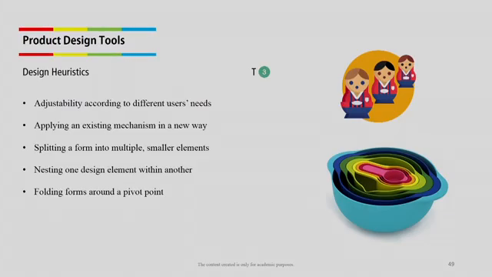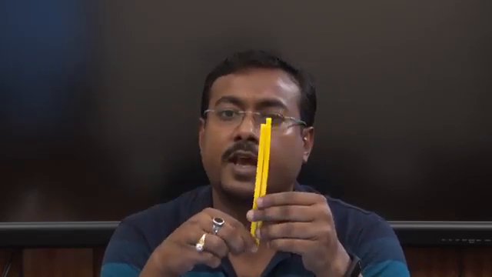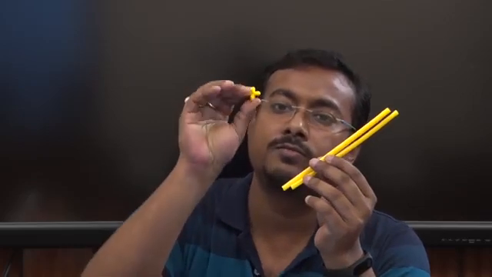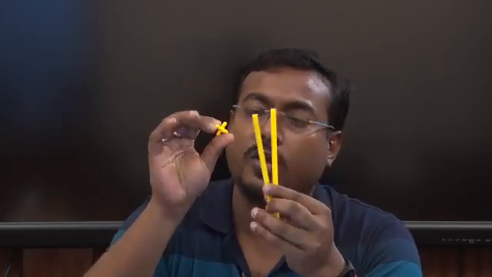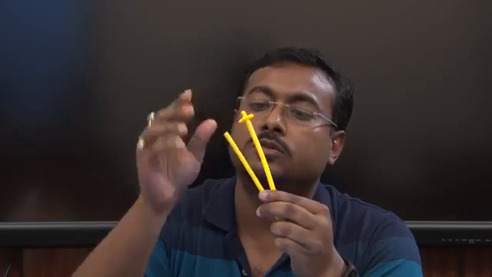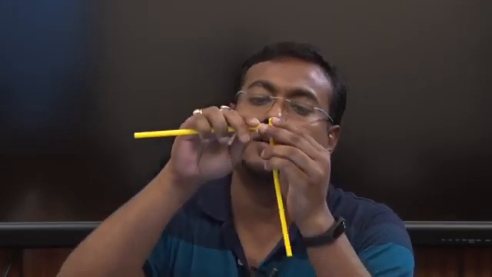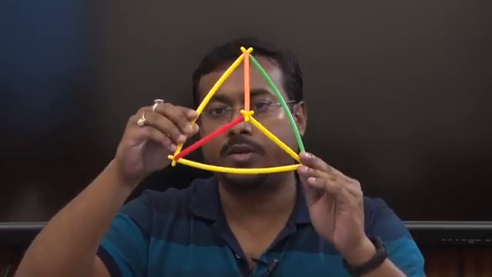Third is splitting a form into multiple smaller elements. Basically, this is called modularity. We can see this particular modularity example in many toys. For example, you can see this kind of sticks and joining parts. You can join those components and you can get a 3D component.